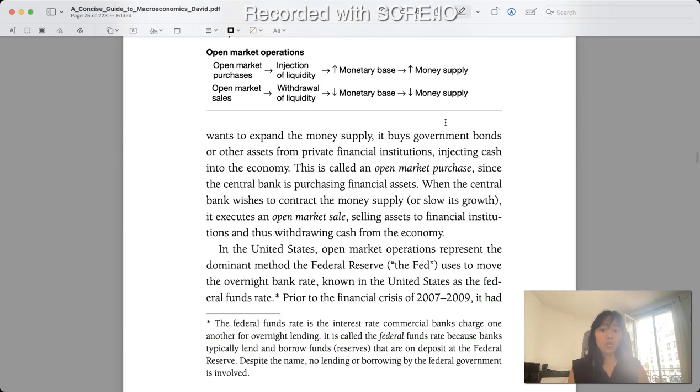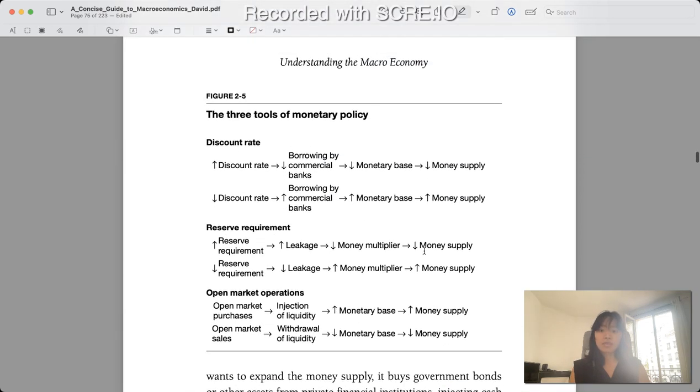So, when the central bank wants to expand the money supply, it buys government bonds or other assets from private financial institutions, injecting cash into the economy. This is called an open market purchase. Conversely, when a central bank wishes to contract the money supply or slow its growth, it executes an open market sale, selling assets to financial institutions and thus withdrawing cash from the economy. So, the three tools of monetary policy are the discount rate, reserve requirement, and open market operations.